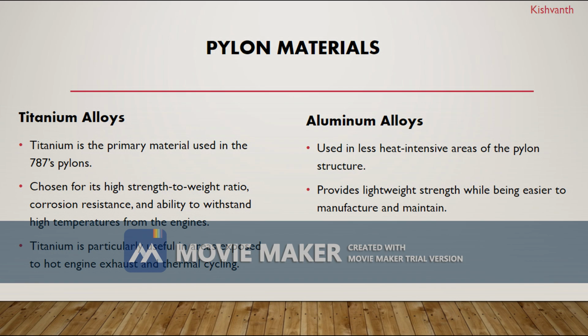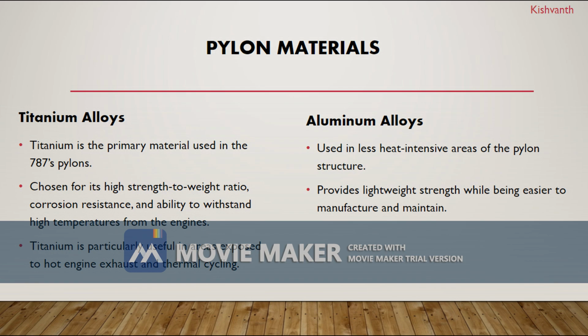So for the pylon materials, they have titanium alloys. Titanium alloy is the primary material used in the 787 pylon, chosen for its high strength to weight ratio, corrosion resistance, and ability to withstand high temperatures from the engine. Titanium is particularly useful in areas exposed to hot engine exhaust and thermal cycling.